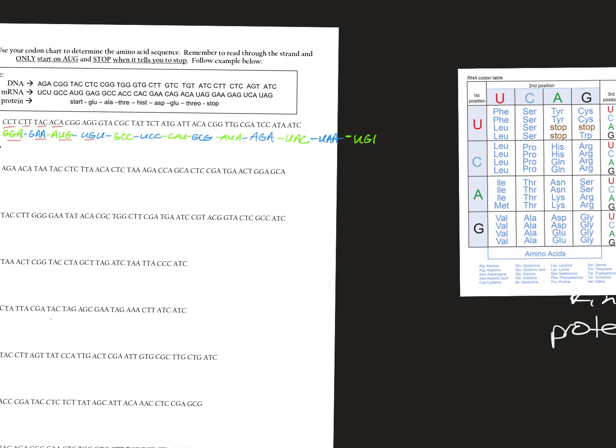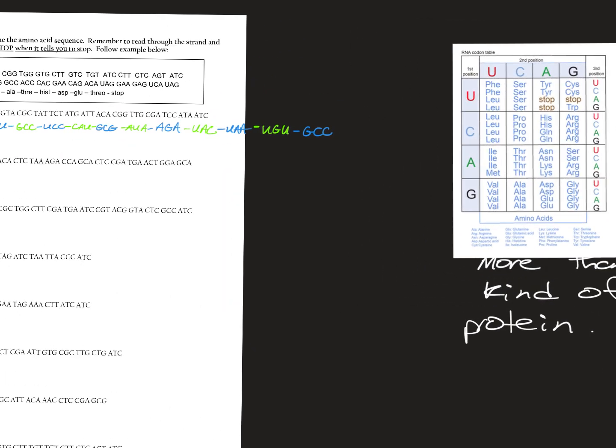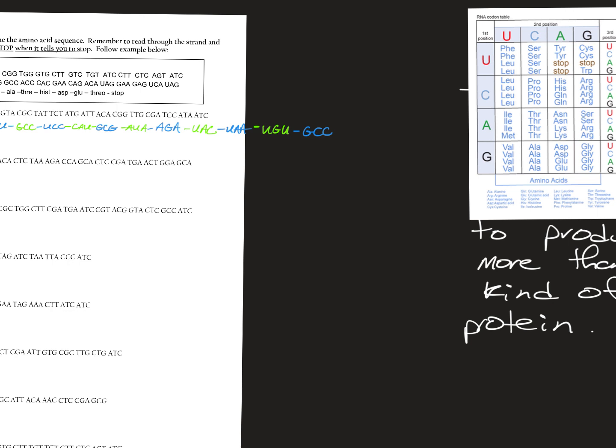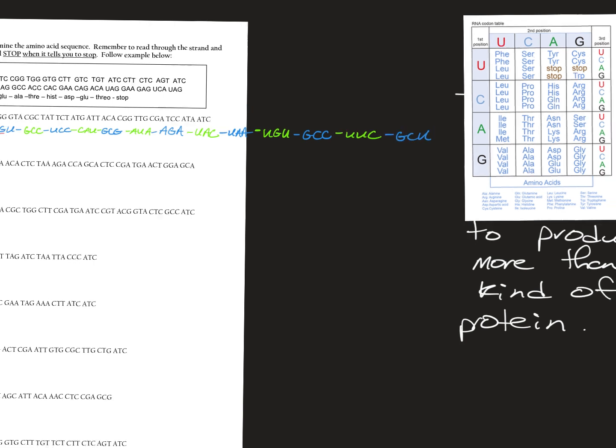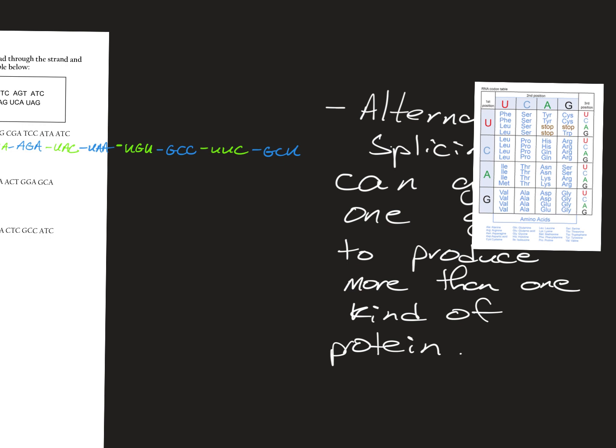UGU. And then what? GCC. Then what? UUC. And then what? GCU. What is it? I'm sorry. GCU, and then what? UGG. UA what? And then what?